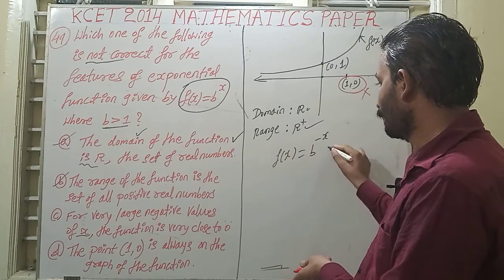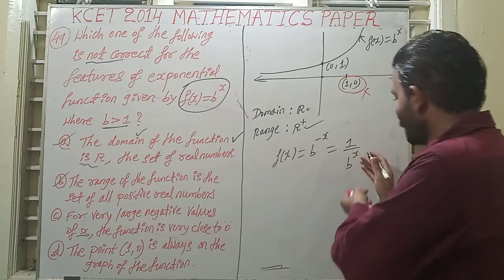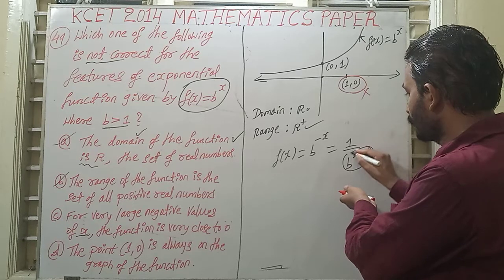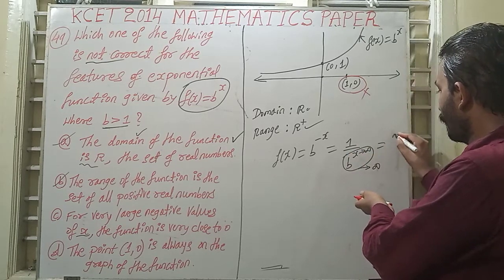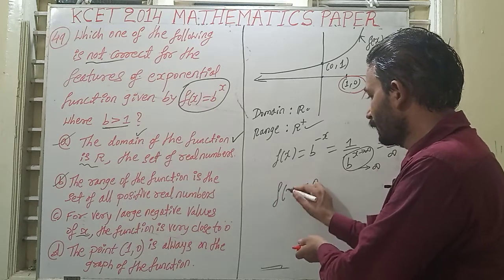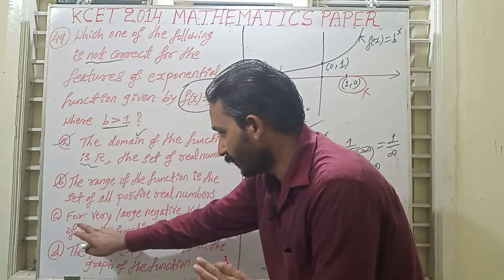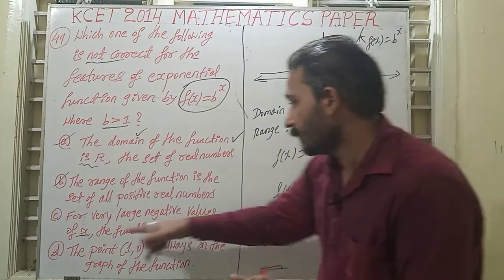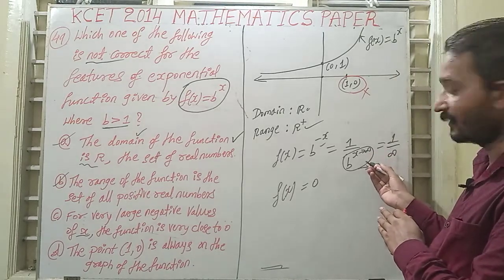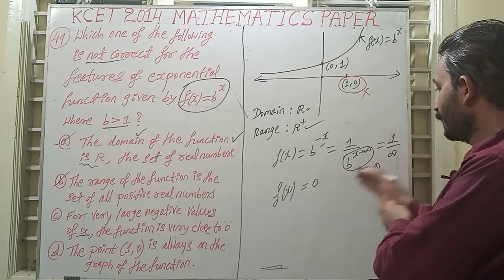Negative x means what? B to the power of minus x can be written as 1 by b to the power of x. When x is large, tends to infinity, this value also tends to infinity. So now 1 divided by infinity is approximately equal to 0. Okay, so use this condition to understand option C. For very large negative values of x, the function is very close to 0. Now x tends to infinity, so b to the power of x tends to infinity, and 1 by b to the power of x tends to 1 by infinity, which tends to 0.